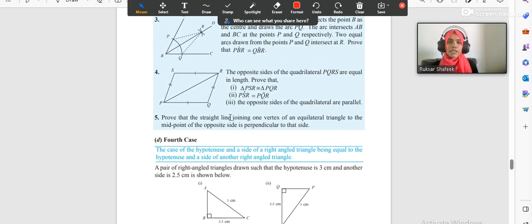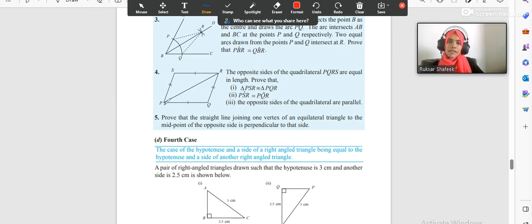Moving to the questions, I think these questions are pretty straightforward. You have the opposite sides of the quadrilateral PQRS equal, prove that these two are congruent. It's the same thing: two sides are given, RS is equal to PQ and PS is equal to RQ, and RP or PR is a common side, so no problem with that. They are congruent under SSS, and then PSR is equal to PQR.